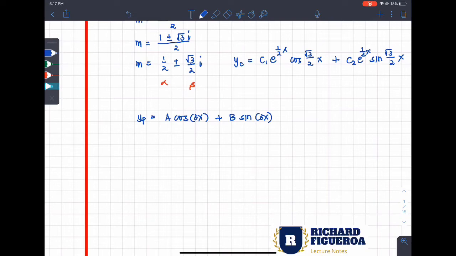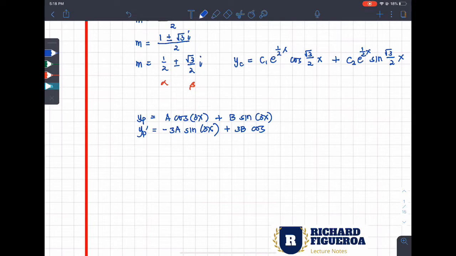So yp prime would be equivalent to a cosine 3x, so derivative of cosine is negative sine, and then we have 3x, so derivative of that would be 3, so that would give us a negative 3a sine 3x. And similarly, for b sine 3x, derivative of sine is cosine, however we have 3x there, so plus 3b cosine 3x.